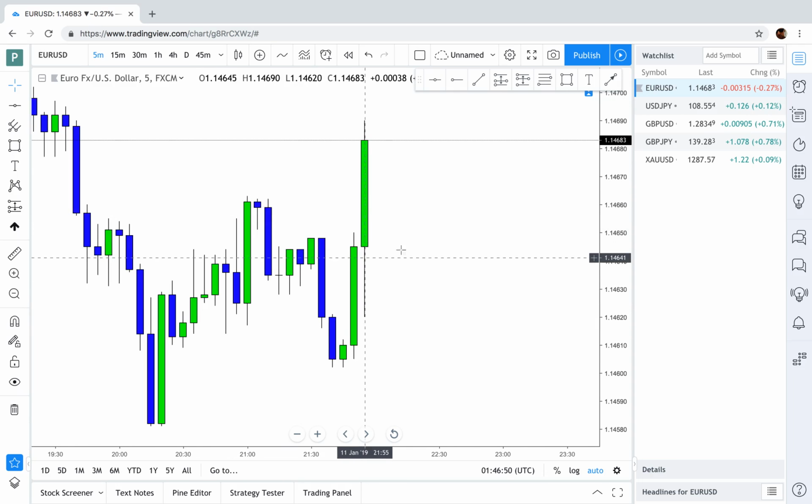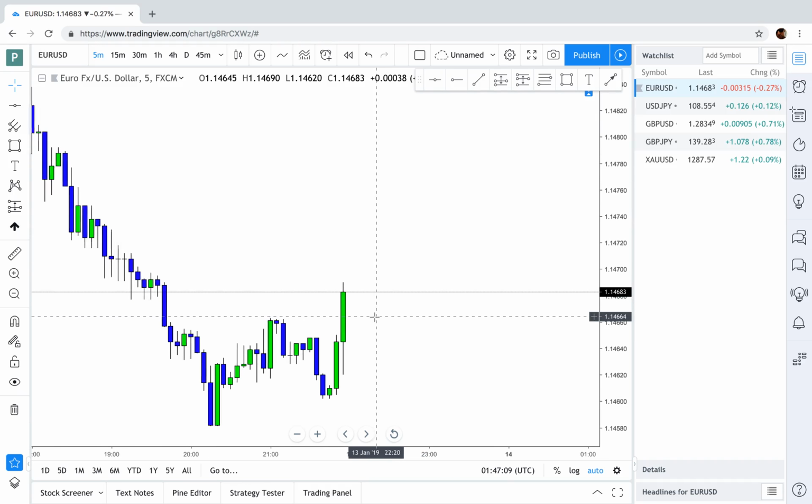So within the course of 5 minutes for this candle right here, this candle closed right here and the next candle opened right here. So that means this candle was open at around, if we look to the right here, 1.1464 or something like that. And price jumped up here within 5 minutes to 1.1468. That's how you read the time frame. So this is within 5 minutes.